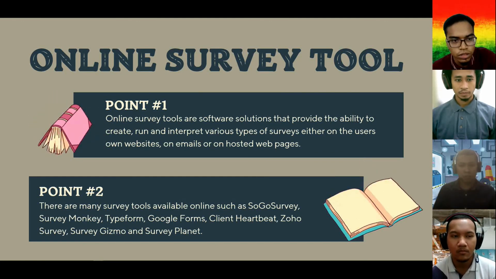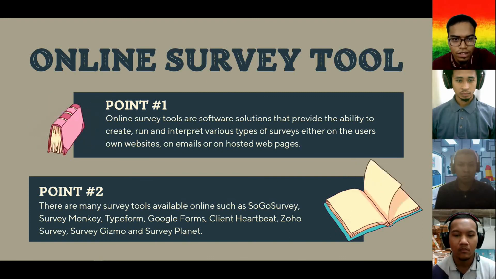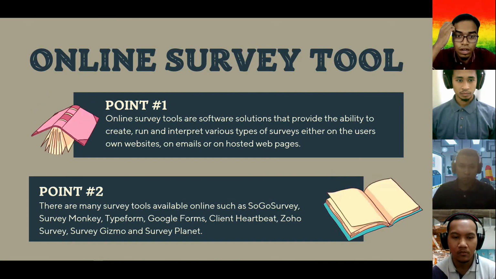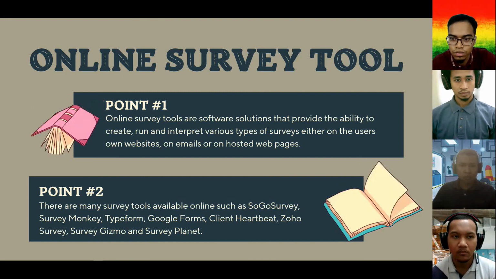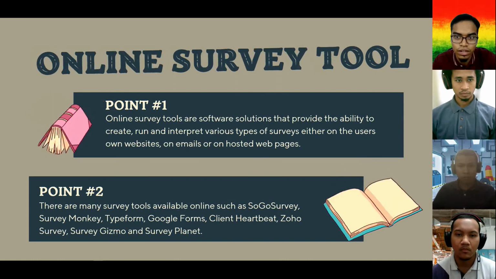So point number 2 is about there are many survey tools available online such as GoSurvey, SurveyMonkey, Typeform, Google Forms, Client Heartbeat, Zoho Survey, Gizmo, and Survey Planet. So the point number 2 is there are types of the survey that have on Google, student or lecturer can make survey. Next, we go to the next slide.